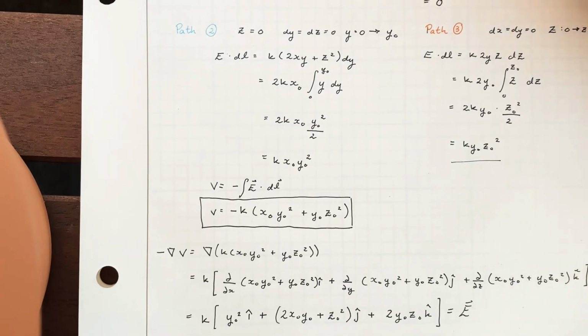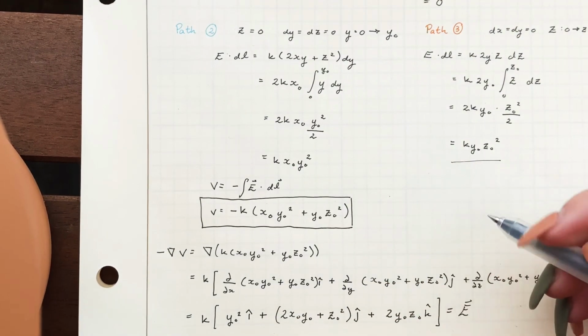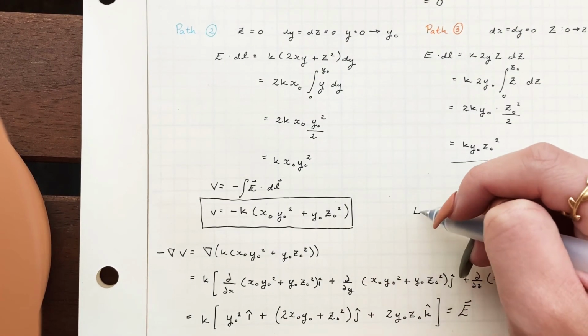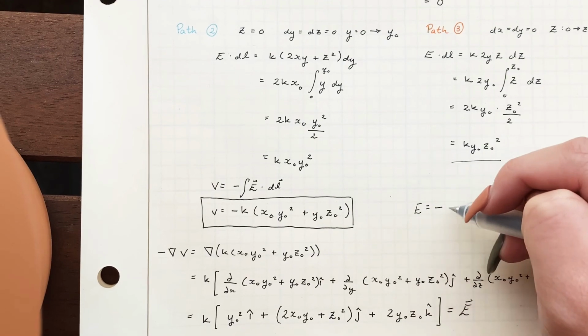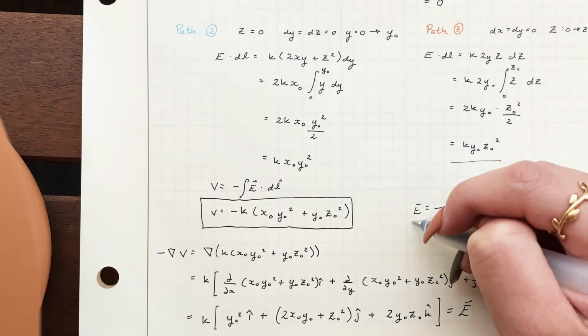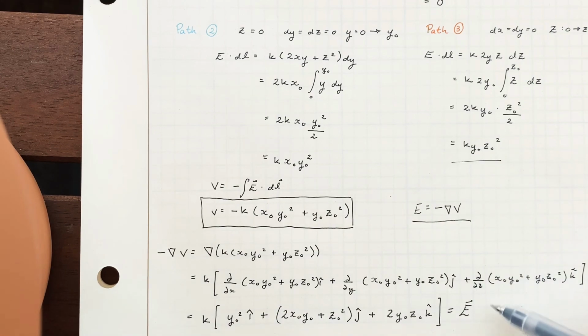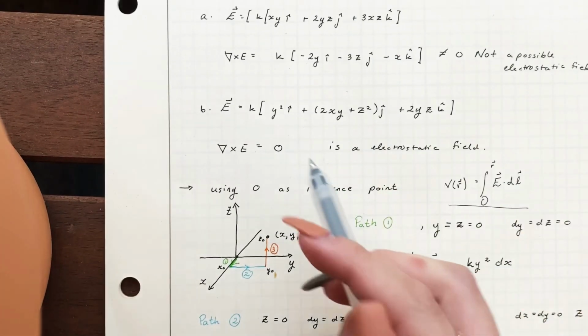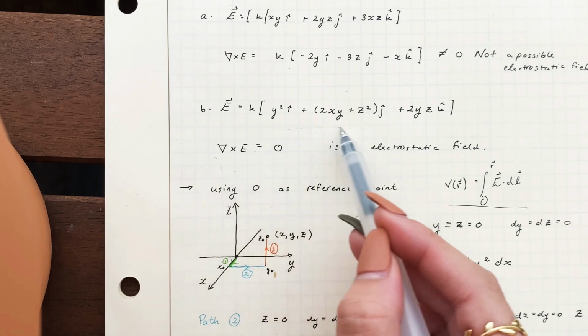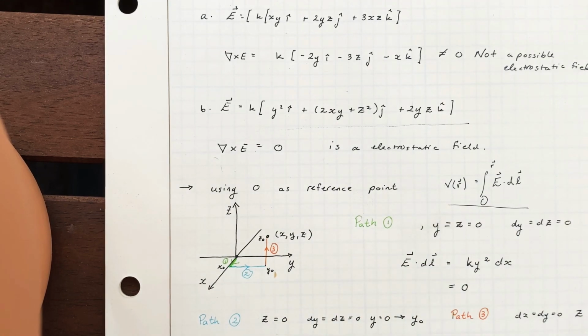And when you find the gradient of V, you know that E is equal to the negative gradient of V. So I found the negative gradient of V. After all this work, we find out that it is exactly the electric field from part B. And that's kind of it.